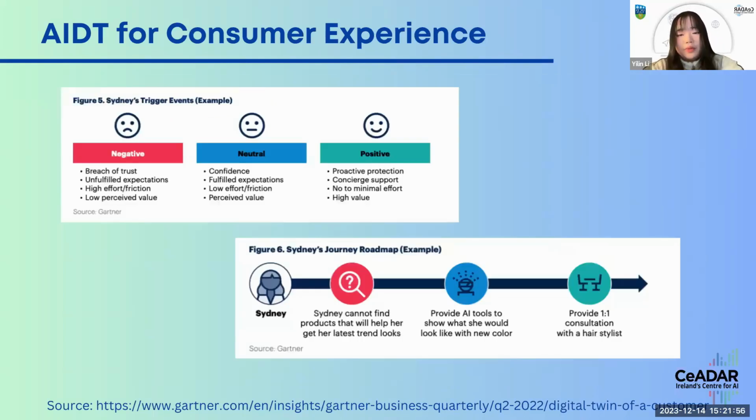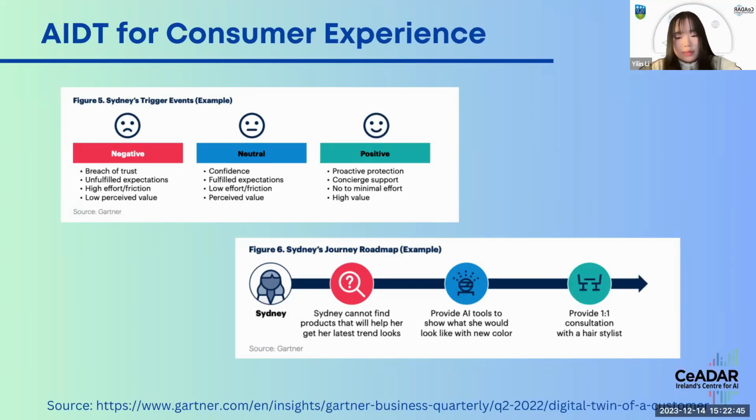And let's move on to the trigger event, as shown in figure 5. These are specific occurrences that impact a customer experience, shaping the perception of the brand and the product. In the CX core model, these events are categorized into negative, neutral, and positive. A negative event might include a breach of trust or unmet expectations, while a positive event could range from proactive protection to a high-value experience.